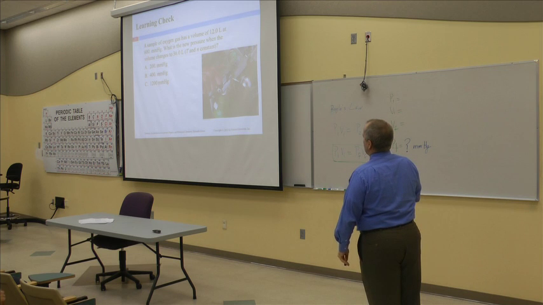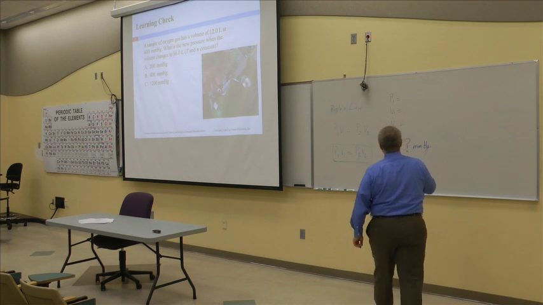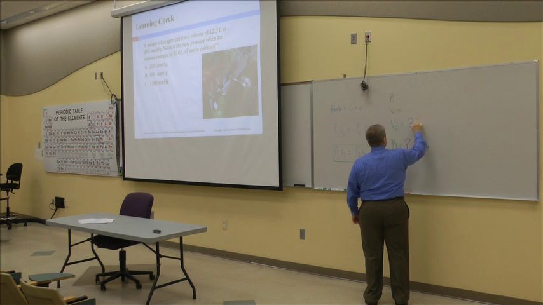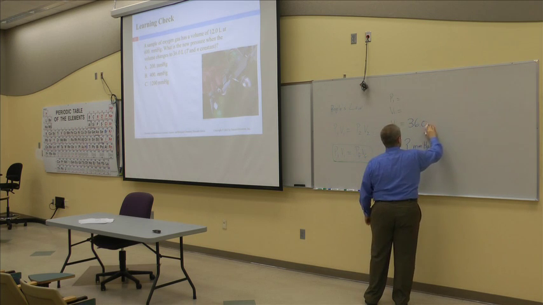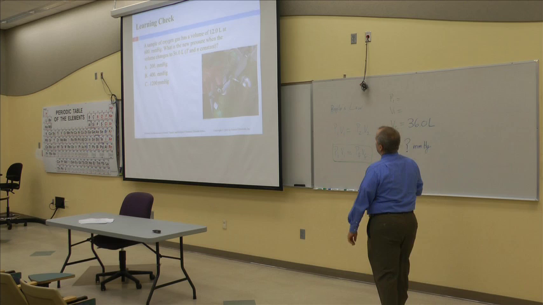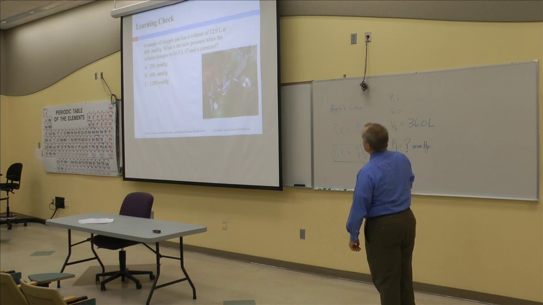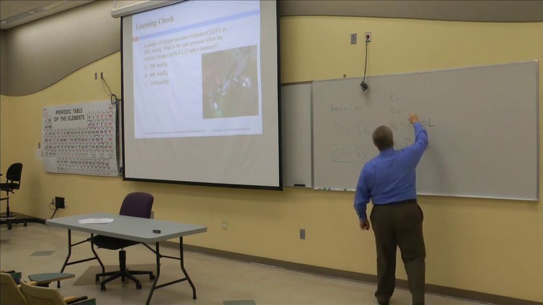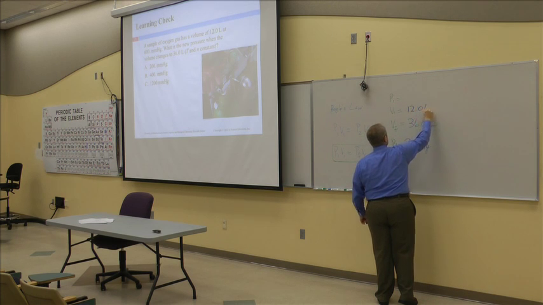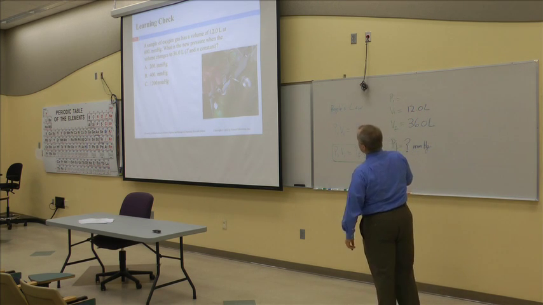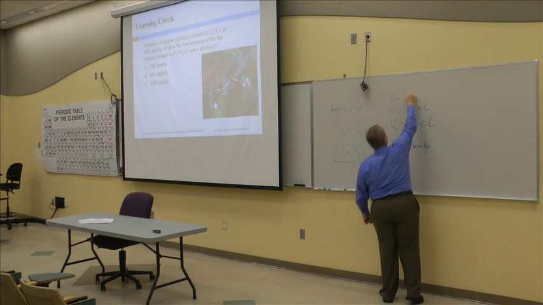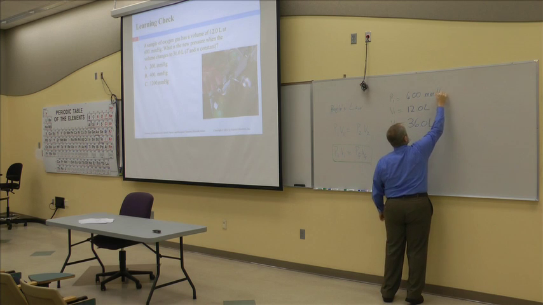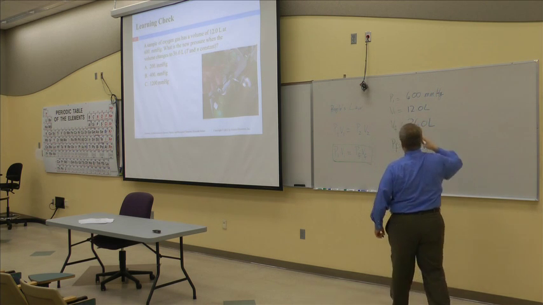All right, so a sample of oxygen has a volume of 12 at that pressure. What is the new pressure if the volume changes? So the new volume is 36.0 liters. And we have, what do we got now? Okay, the first volume is 12.0. And the initial pressure was 600. millimeters. All right, so there's our setup.